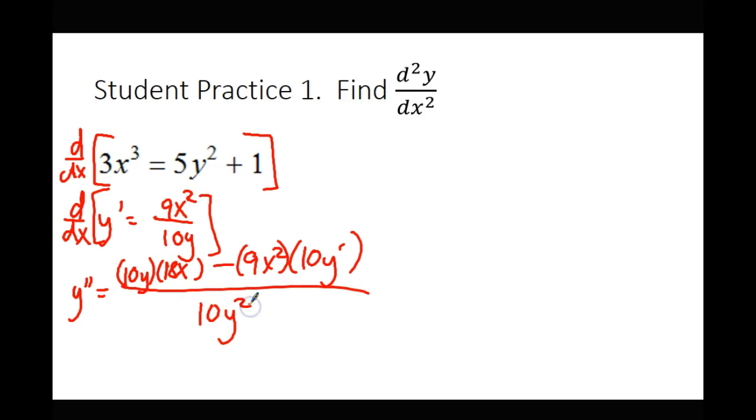10y squared. Okay. Now I'm going to stick to my steps here. In my steps, the next thing was simplifying. So, John V, what would this be if I did all my multiplication?